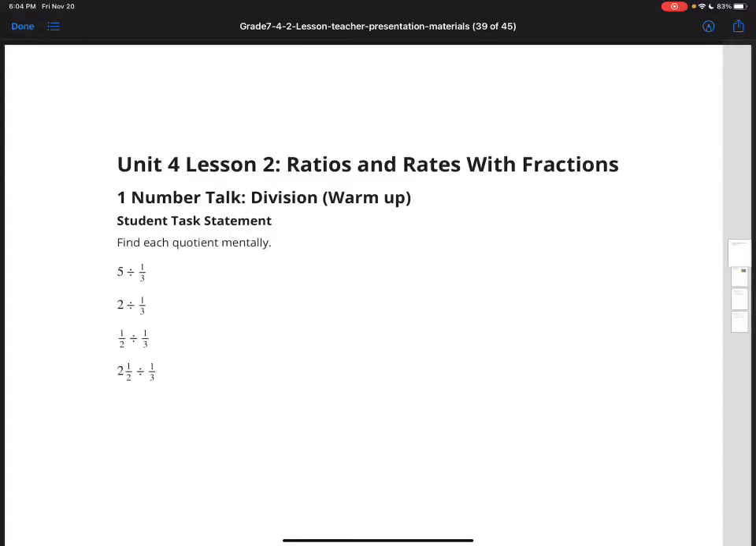Hi guys, today we'll be covering Unit 4, Lesson 2, Ratios and Rates with Fractions. The lesson first begins with a warm-up called Number Talk Division. What it wants us to do is to find each quotient mentally. Keep in mind that the quotient is the answer to a division problem, okay? So a quotient is the answer to a division problem.